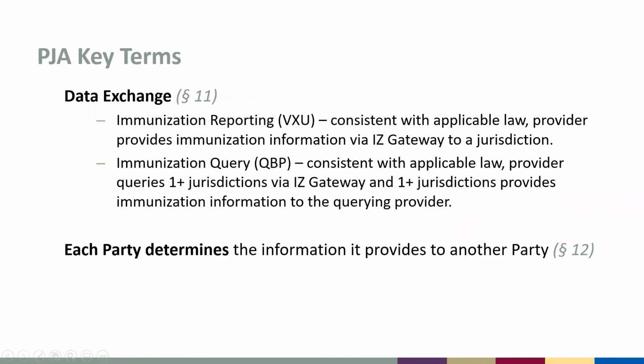So there are 2 types of data exchange that this agreement covers, for purposes of going through the IZ Gateway. One is the immunization reporting, those VXU messages, where the provider giving the immunization information via IZ Gateway reports that information over to a jurisdiction. And then there's the immunization query function, which is the QBP messaging, where, consistent with applicable law, the provider queries one or more jurisdictions, again via the IZ Gateway, and those one or more jurisdictions provide the immunization information back to the querying provider.